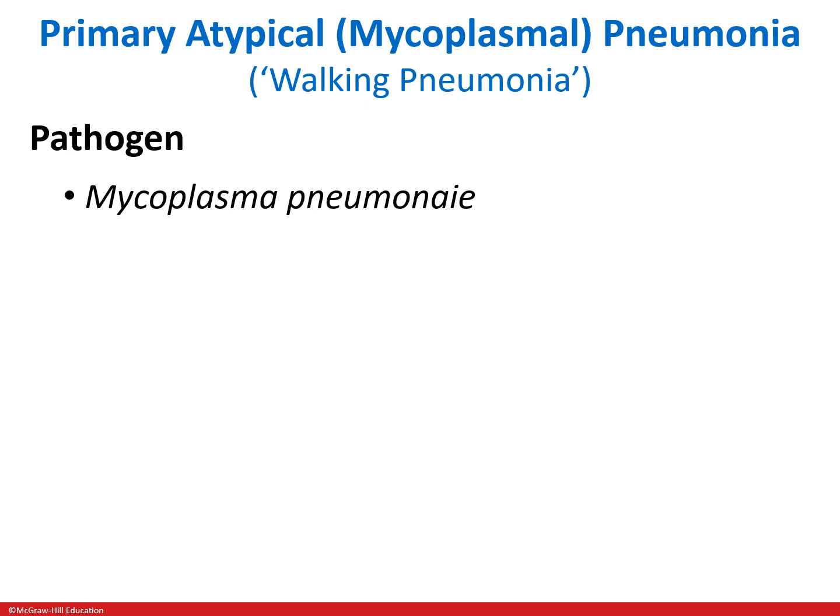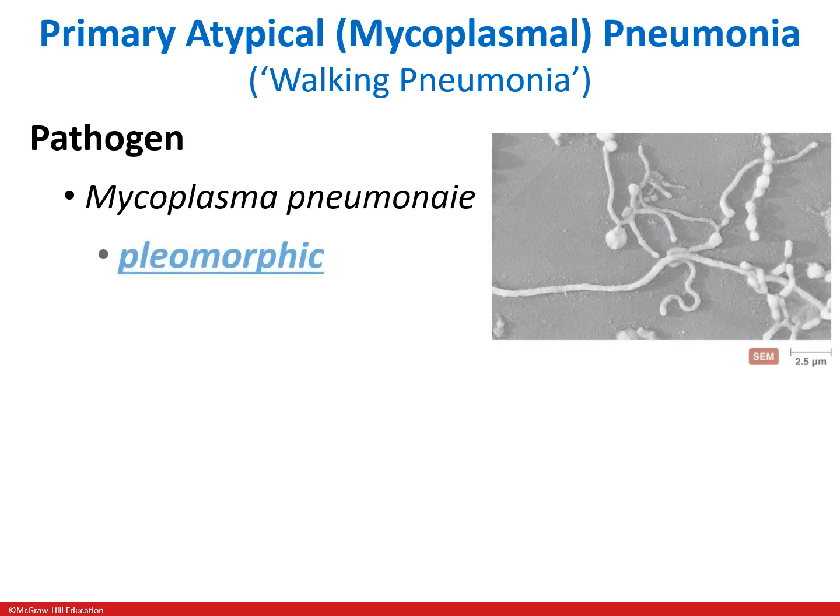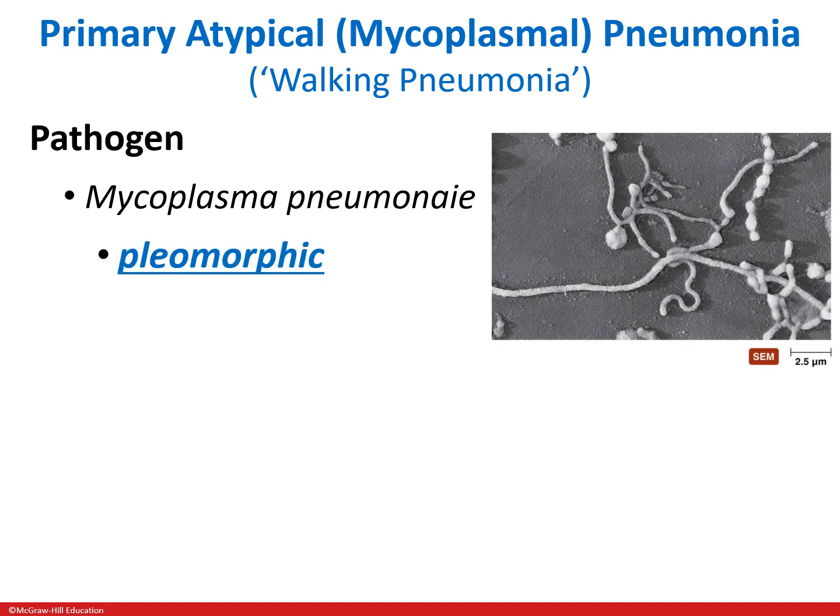Then we have what's historically called walking pneumonia, and it's more officially called primary atypical pneumonia or mycoplasmal pneumonia because it's naming the organism. So mycoplasma is a very unique bacteria in the sense that it's one of the pleomorphs, meaning every time it replicates it has a different morphology, which makes it very difficult to just look at under the microscope and determine which one it is.